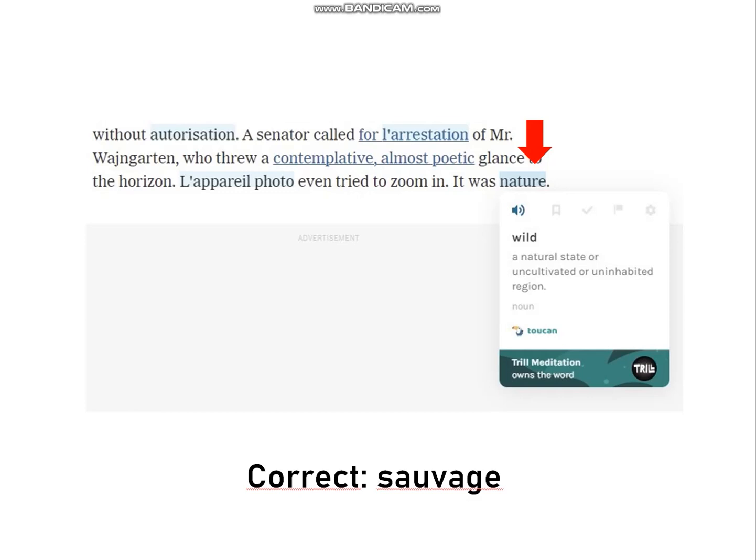Here the reporter is saying that the situation described was wild, as in, oh, it was unbelievable, it was impressive, it was wow. But it's translating wild as in wilderness, so it's translating it as nature, as a concept, which is completely wrong. It should be c'était sauvage. So it was wow, it was impressive.